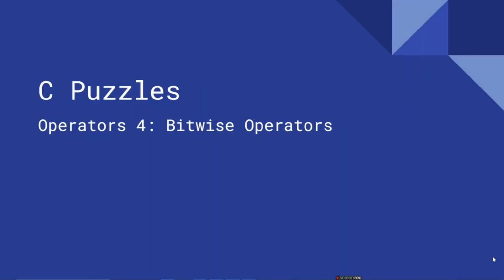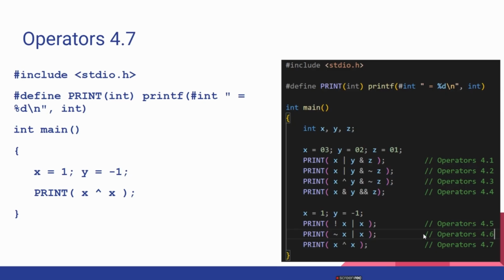Back to C puzzles. We're going to continue with operators 4.7 of the bitwise operator series. For those of you that are following along or are new, we are doing puzzles out of the C puzzle book by Feuer. The book is in the description of the video. Feel free to check that out.